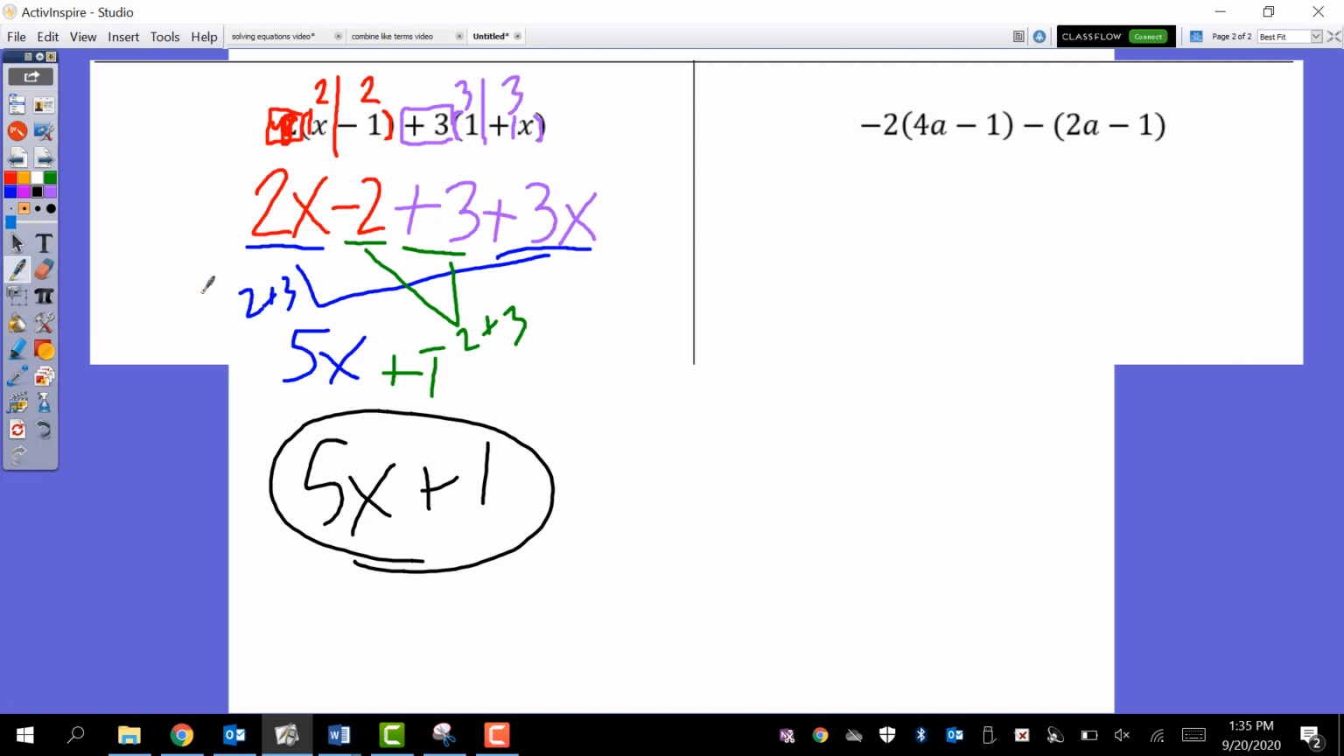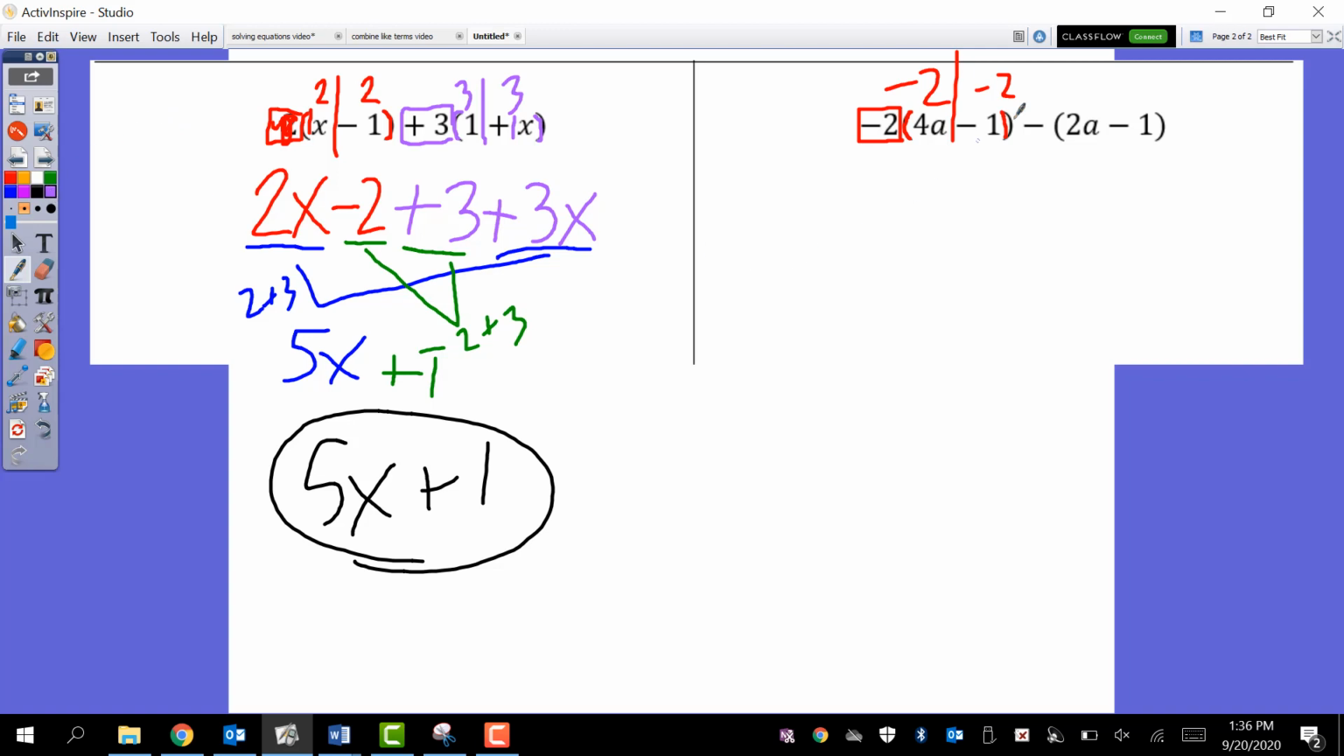And the last one over here, again, I'm seeing there's multiple parentheses. So what am I going to multiply into the first set of parentheses? Well, what's the number in the front? I see my parentheses to the left. That's a negative 2. So I'm going to split it up with my two numbers. So I'm going to do negative 2 times 4a and negative 2 times negative 1.